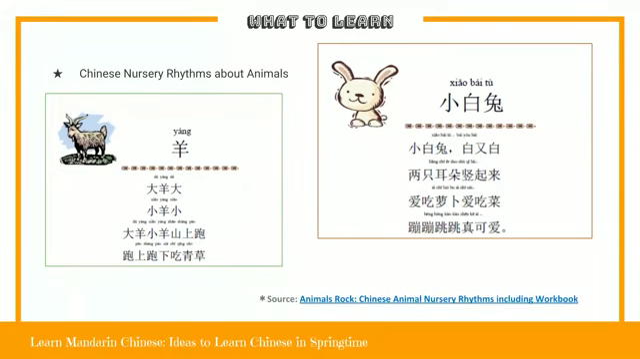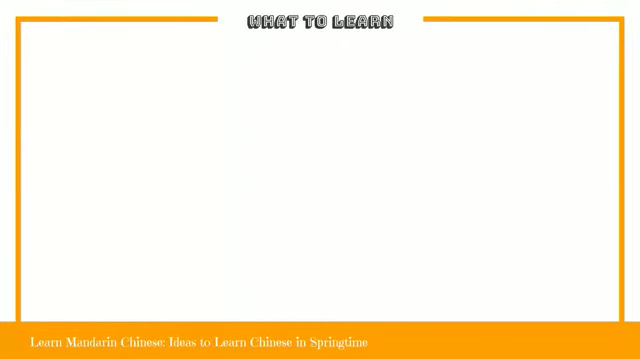Okay, those two nursery rhymes are just two examples taken from the Animals Rock. That's one ebook which is available in our ebook. And are they useful? Are they interesting for kids to learn? I think so.